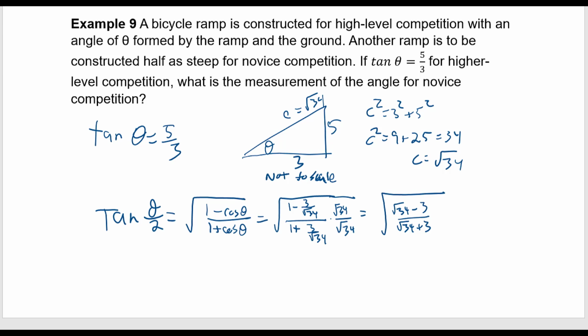And at this point we use a calculator, approximately 0.57. So that means that tangent inverse of 0.57 gives us the angle, which would be 29.7 degrees. So that would be the angle of that ramp. Okay, there we go.